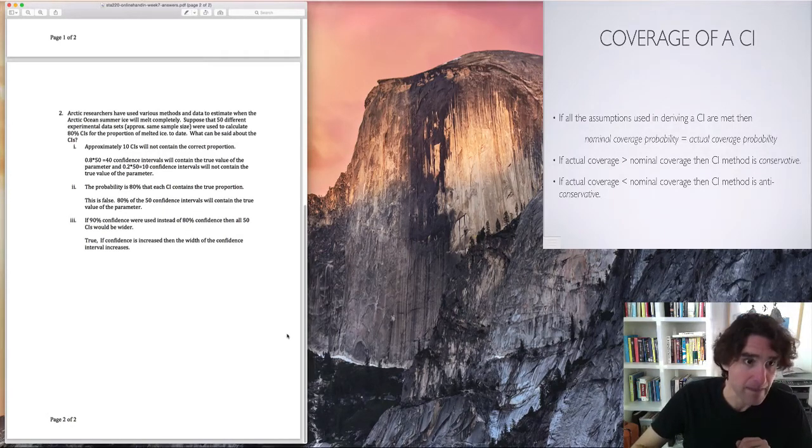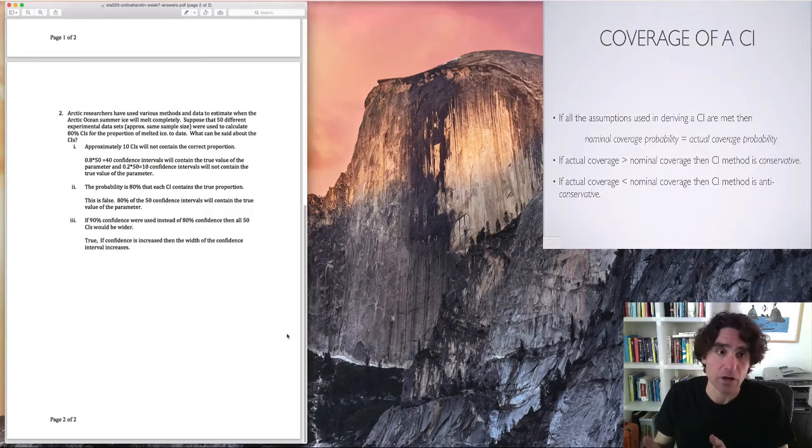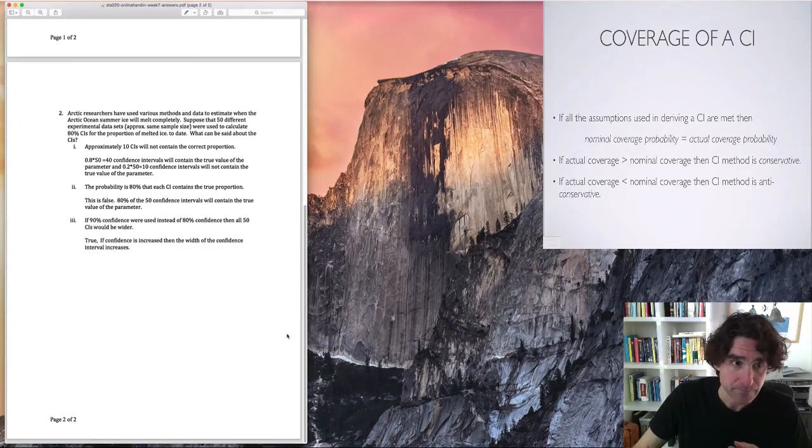Since they're 80% confidence intervals, and there's 50 of them, we would expect that 40 of the confidence intervals will contain the true value, 0.8 times 50, and 0.2 times 50 will not contain the true value of the parameter. So that's true. The second statement: the probability is 80% that each confidence interval contains the true proportion. So this is false. 80% of the 50 confidence intervals will contain the true value of the parameter. It's not that the probability is 80% that each confidence interval will contain the true proportion.